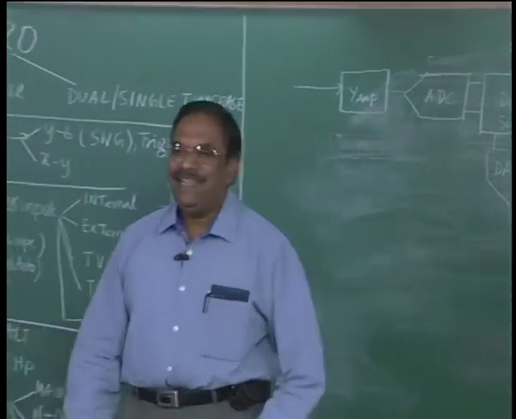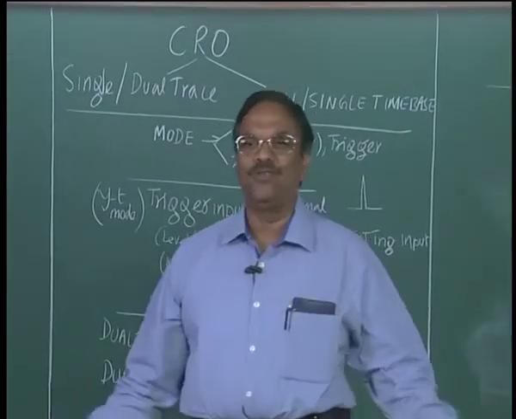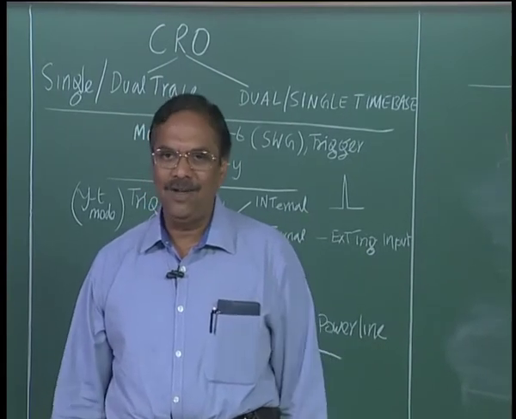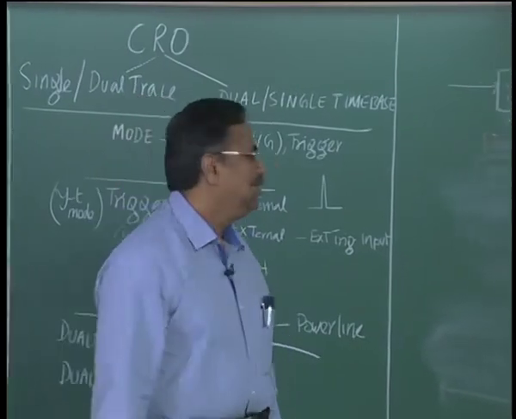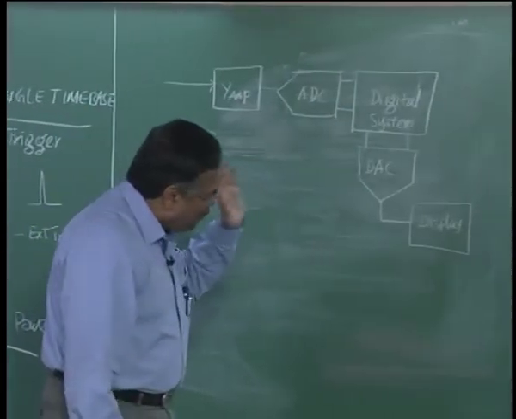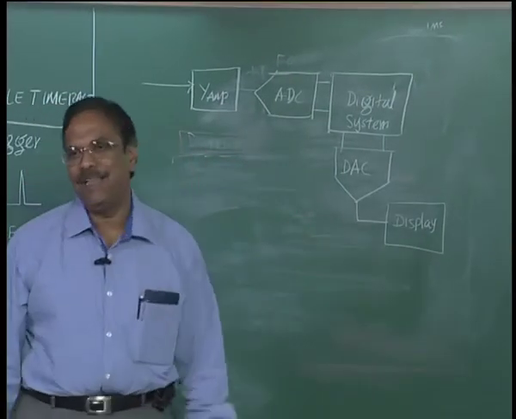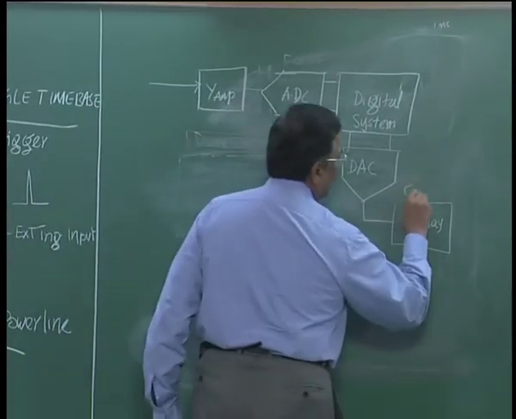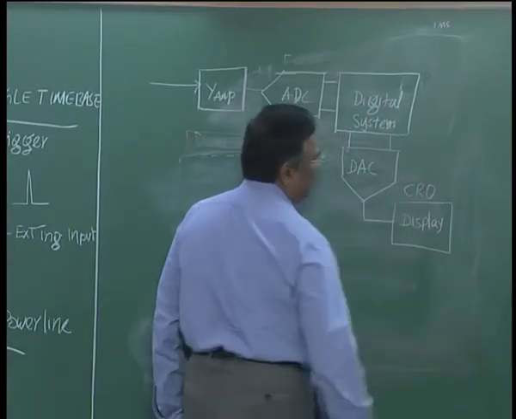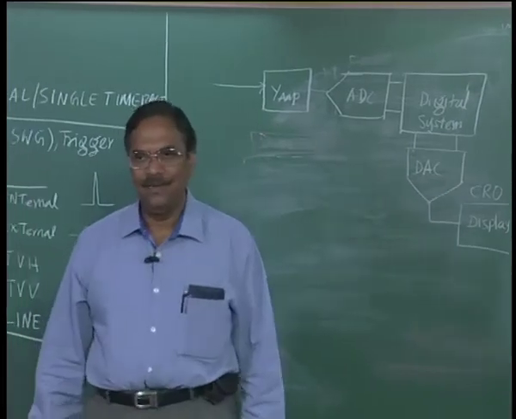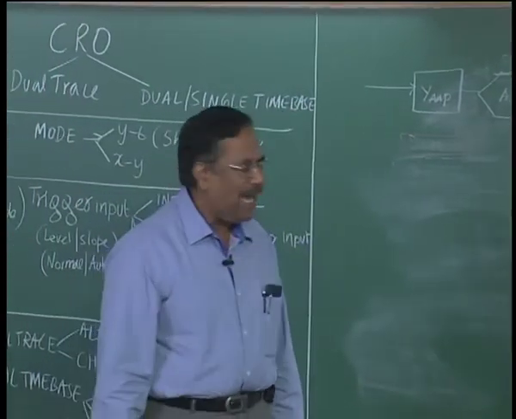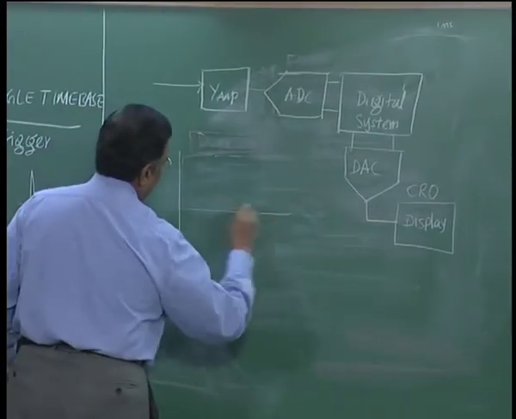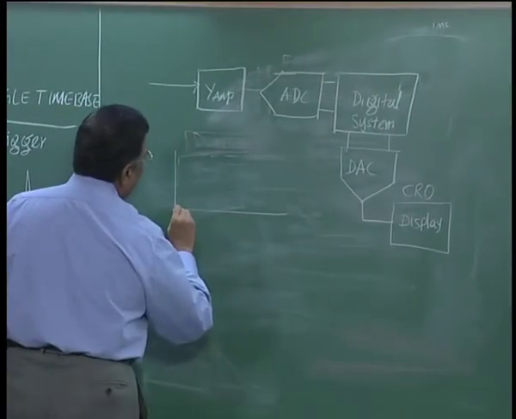Right. In the beginning, the display was an analog oscilloscope, right. Today, of course, we have different kinds of display. I will talk about the display a little later. We assume that the display is the CRO, cathode ray oscilloscope, right.